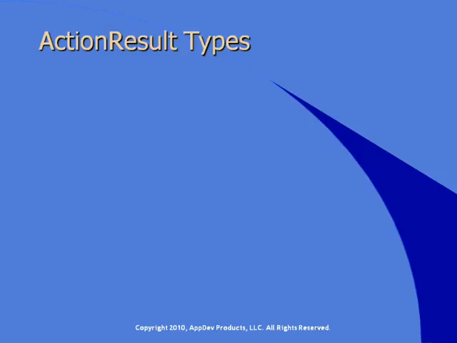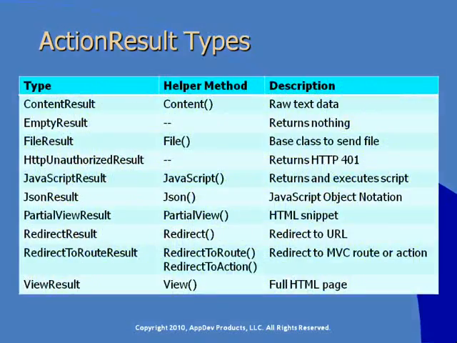MVC provides a number of different action result types. These derive directly or indirectly from the action result base class. You usually don't have to instantiate those objects directly, those objects that are listed in the type column, the first column within the table. Instead, the controller class includes a number of helper methods that simplify your code, and that's the second column within the table. So you can use the content result to return raw textual data to the browser, including things like strings, XML, comma-separated values, or whatever.